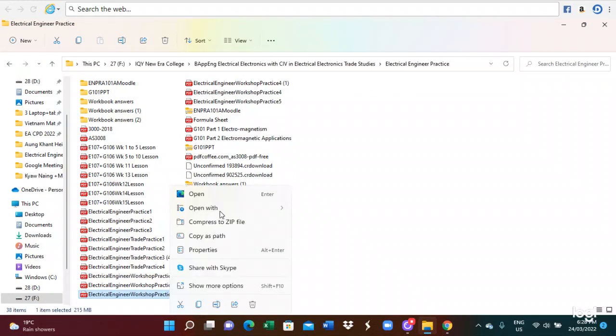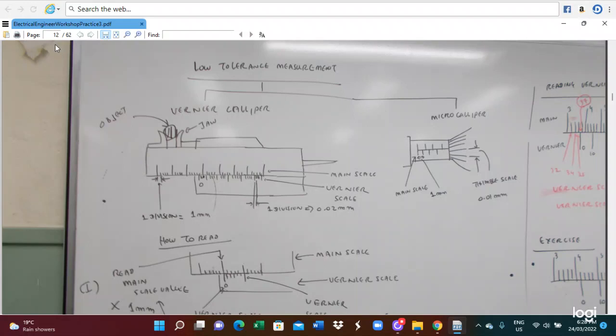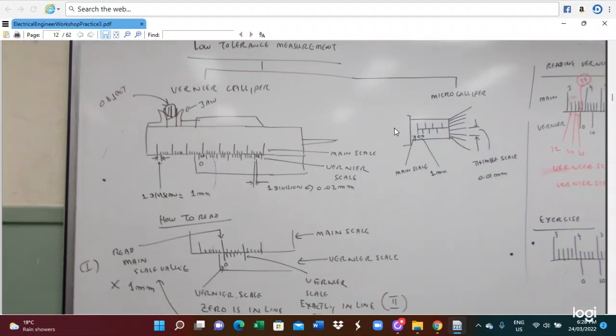Practical 3. This is for low tolerance measurement. For low tolerance measurements we utilize the vernier caliper or the micrometer caliper. This is the vernier caliper, with the main scale and the vernier scale. On the main scale, each division is 1 millimeter, and each vernier scale division is 0.02 millimeter. Similarly, this is the micrometer caliper, which also has a main scale and a vernier scale. Each main scale division is 1 millimeter, and each vernier scale division is 0.01 millimeter.